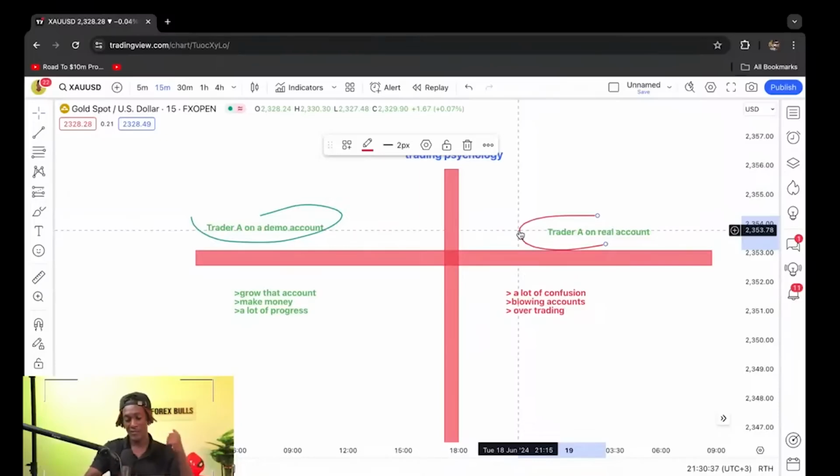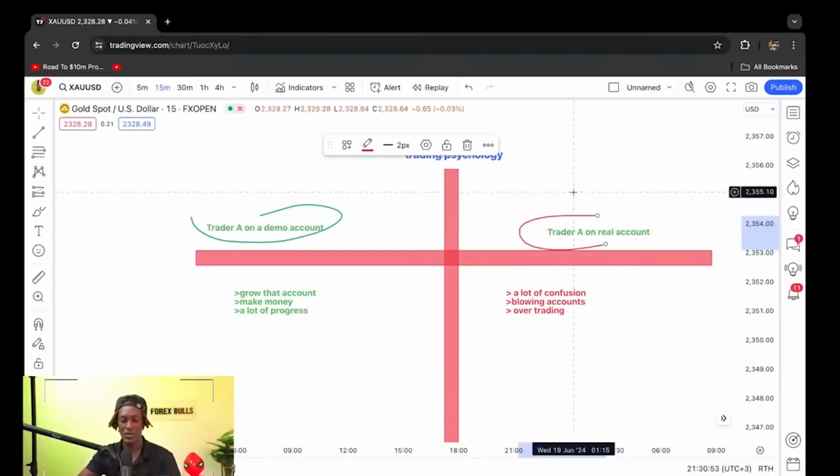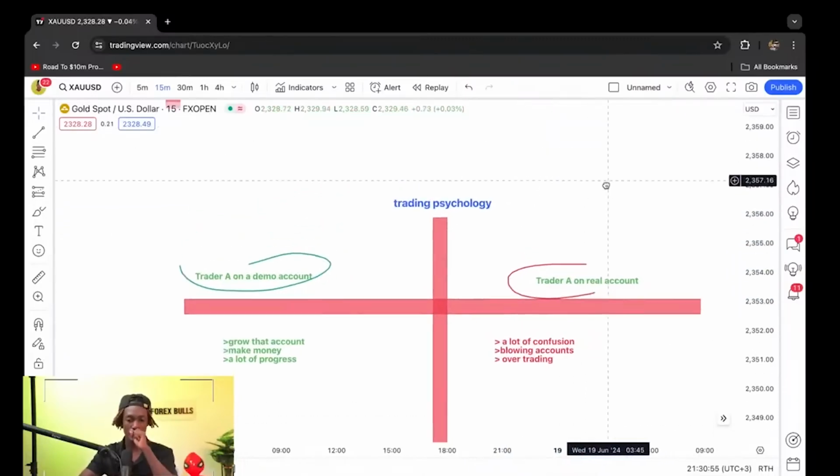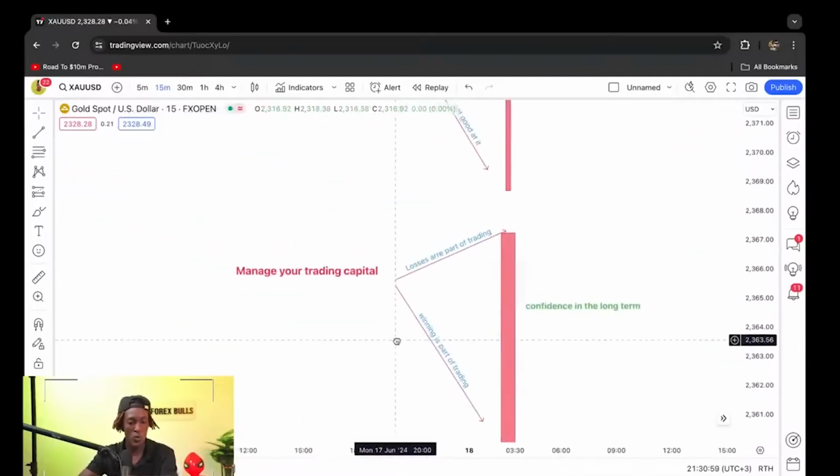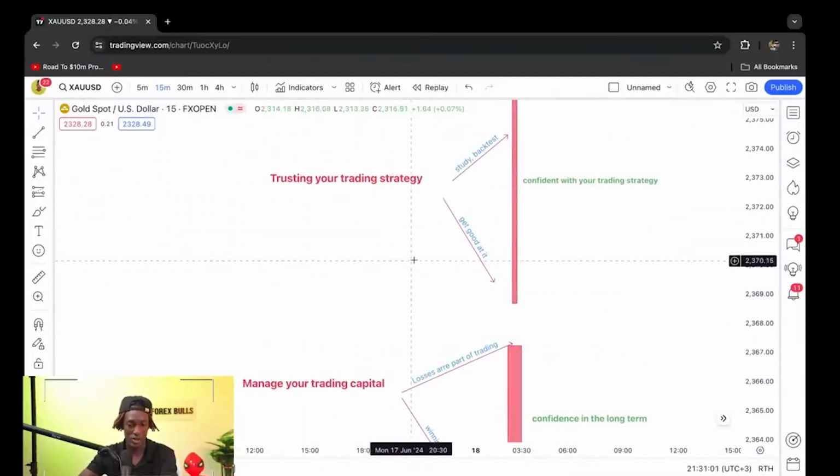Now, I've always come to the thought, okay, if we understand the concept, why don't we just trade our real accounts like demo accounts? Well, think about it. I would say that's possible, but it's not. But there is a way around it, okay? And that brings us to the next subject. So how do you get so good with your trading psychology?